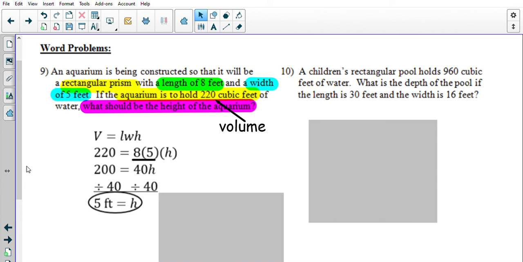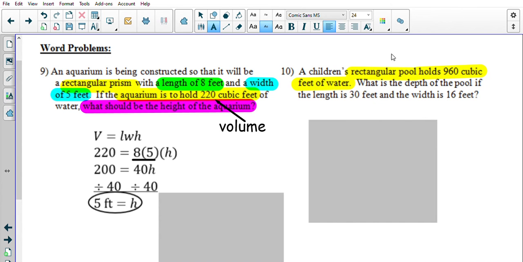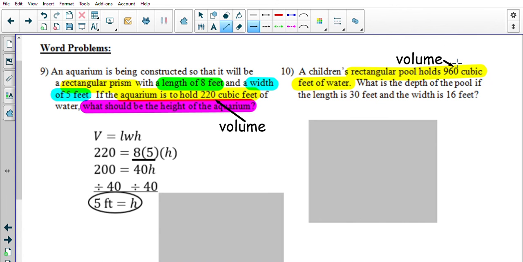All right, let's take a look at question number 10. A children's rectangular pool holds 960 cubic feet of water. What is the depth of the pool if the length is 30 feet and the width is 16 feet? So we're talking about a rectangular pool, which is in 3 dimensions. A 2-dimensional pool would be kind of weird, right? So we've got a 3-dimensional rectangular prism here for our pool. We know that it holds 960 cubic feet of water. We're talking about cubic feet, which tells us its volume, but also we're talking about how much liquid this is going to hold. So that indicates volume for us again, and our volume is specifically 960 cubic feet.